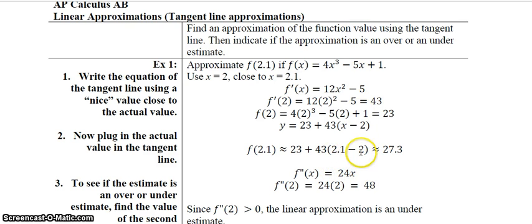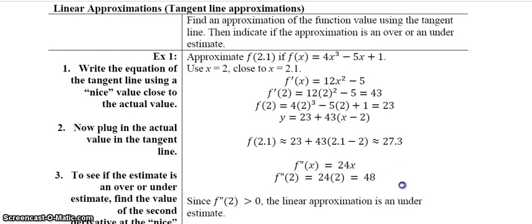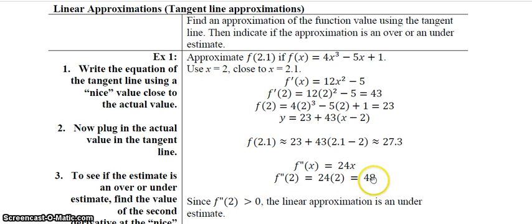So this turns out to be 0.1 times 4.2 times 43 plus 23. Boom, done. Now, is this an overestimate or an underestimate? This line isn't going to match this curve. It's not going to. Lines and curves don't match up. So how do we know? Second derivative. If the second derivative is positive at that nice value, as it is here, we have an underestimate. Now, before we start thinking about what's happening here, let's take a look at a figure.